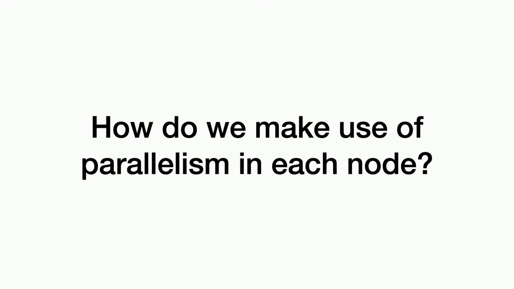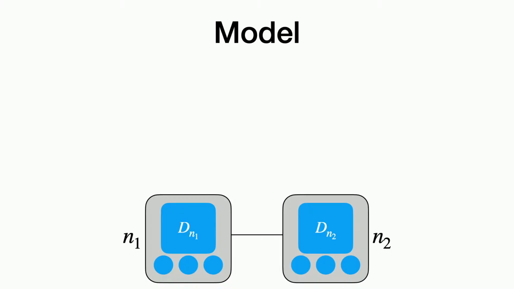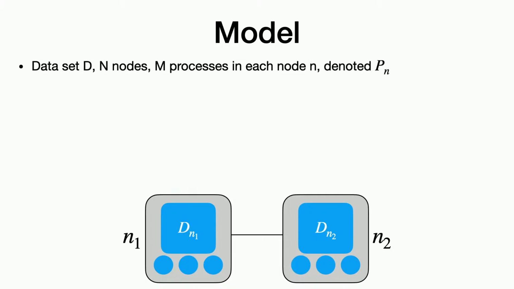All right. So now the key question that arises is, in this distributed setting, how do we make use of the parallelism in each node as best as possible? Let's define our model to make it a little bit more concrete. We have our data set D that's distributed across several nodes.